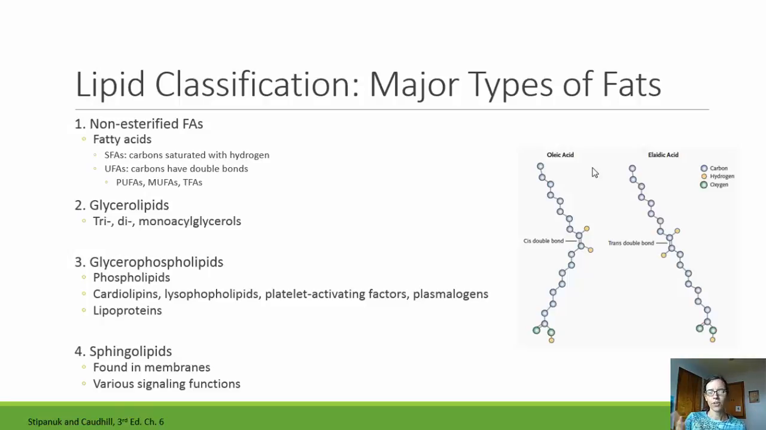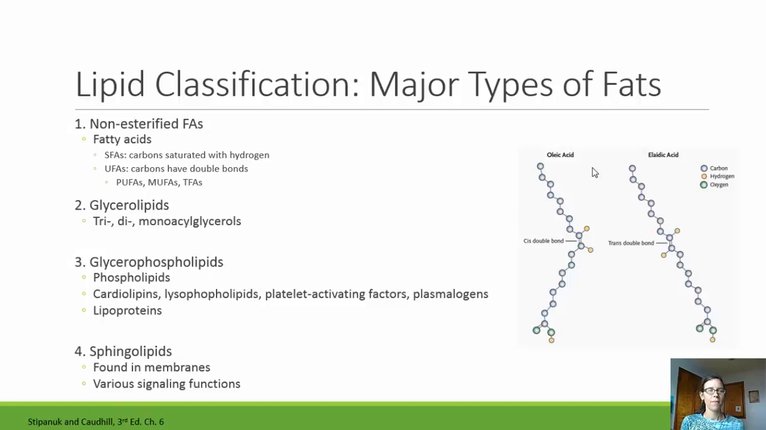So first, this will be a few slides where we're going through just the major types of fats that are pertinent. So first is the non-esterified fatty acids. This includes our saturated fatty acids and our unsaturated fatty acids. And as we all know, unsaturated fatty acids have a double bond between carbons so that they are not completely saturated with hydrogens, such as SFAs.